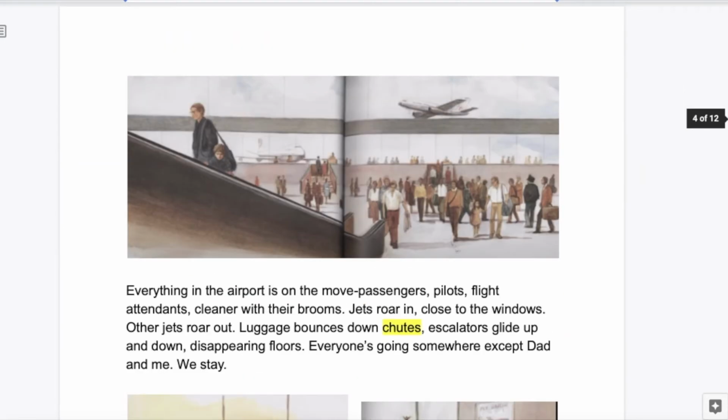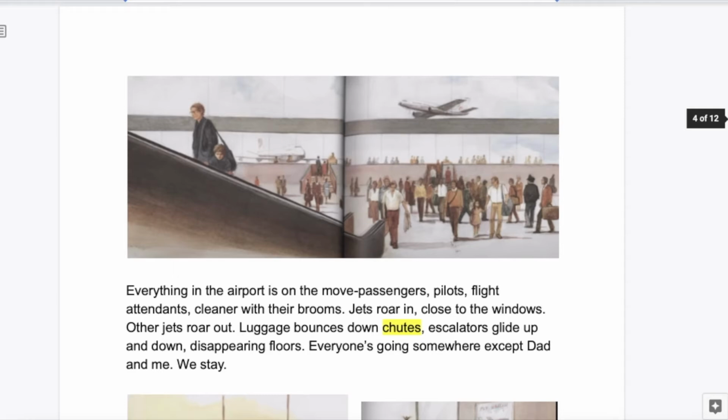Everything in the airport is on the move. Passengers on the move. Passengers, pilots, flight attendants, cleaners with the brooms, jets roar in close to the windows. Other jets roar out. Luggage bounces down chutes. Escalators glide up and down, disappearing floors. Everyone's going somewhere except Dad and me. We stay.